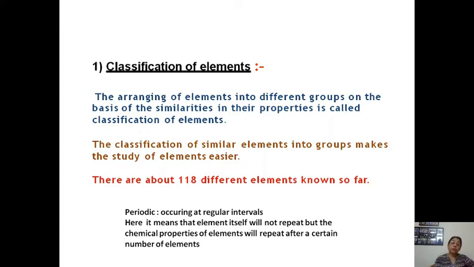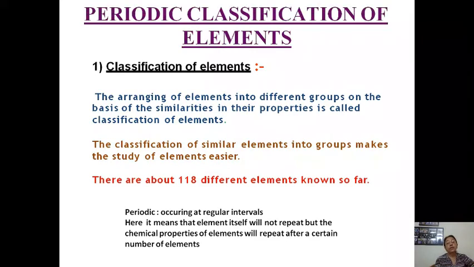So in order to make our study systematic and easier, we arrange the elements having similar properties into groups, and this is known as classification of elements. The arranging of elements into different groups on the basis of similarities in their properties is called classification of elements. And the name of the chapter is periodic classification of elements.